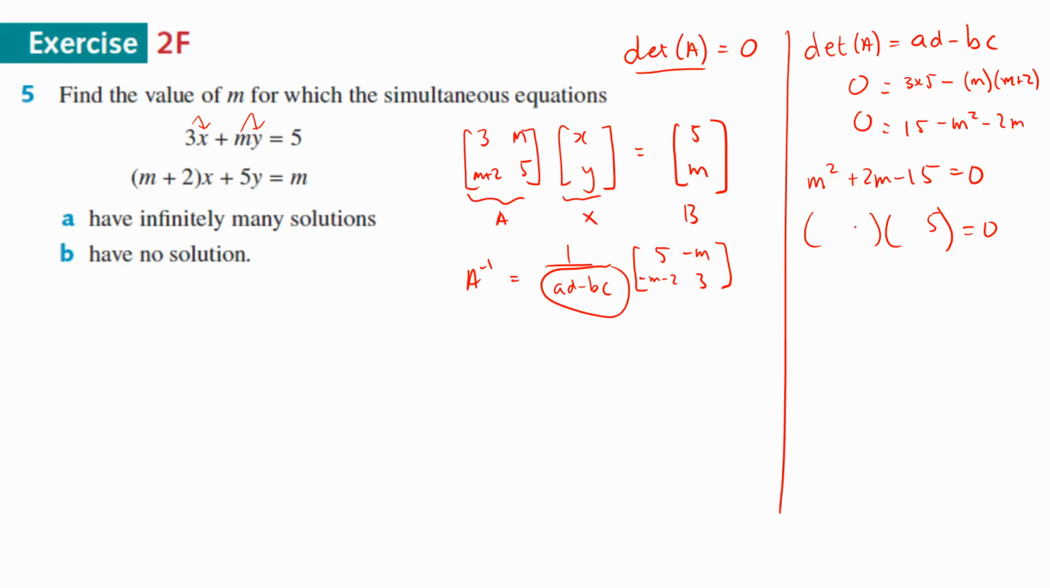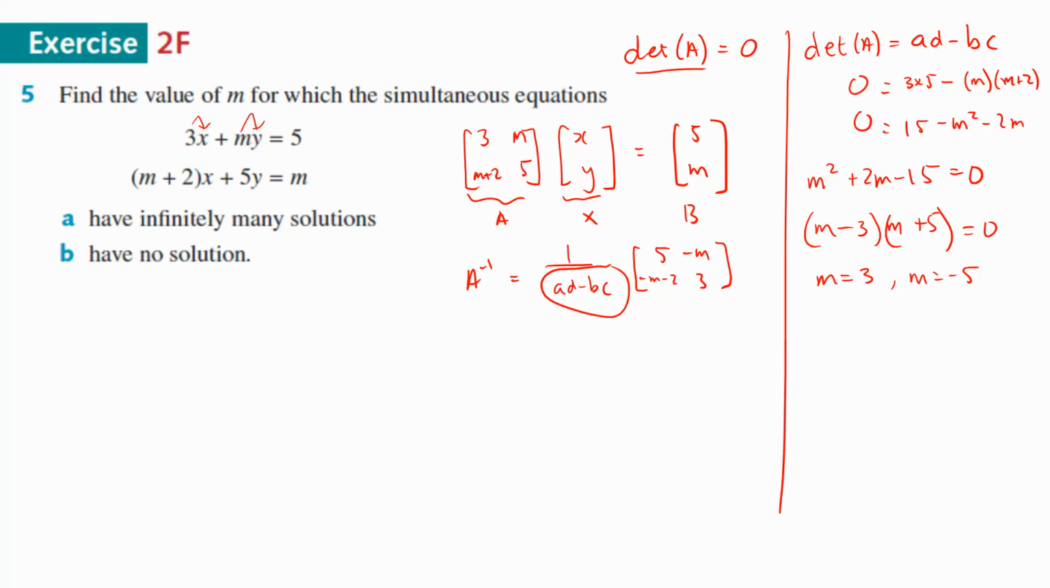That's a 5, 3, m, and that's a positive 5 minus 3. If I factorize using quadratics. And that now tells me that m equals to 3, or m equals to negative 5 using null factor law.